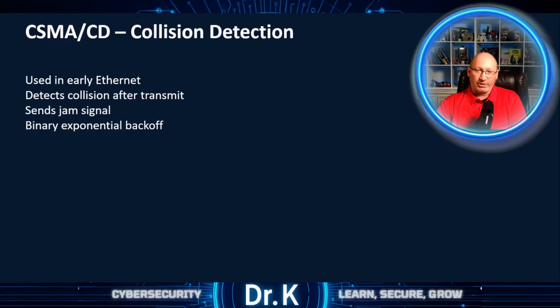CSMA-CD was used for traditional shared Ethernet networks. Devices transmitted after sensing an idle connection, but collisions could still occur. If a collision was detected, devices sent a jam signal to notify others, then waited a randomized period of time before retrying. The binary exponential backoff algorithm increased the waiting time after repeated collisions, thus reducing the repeated interference.